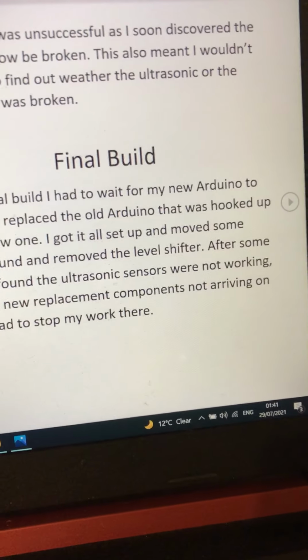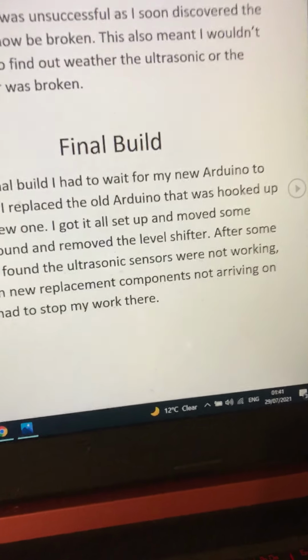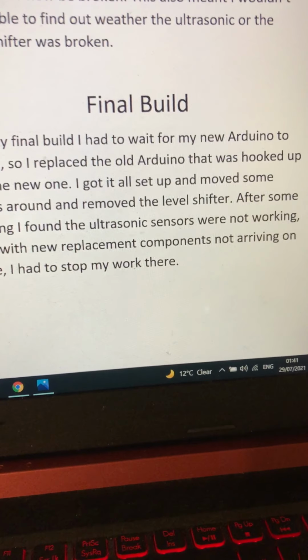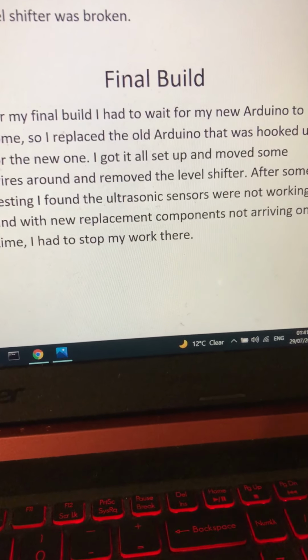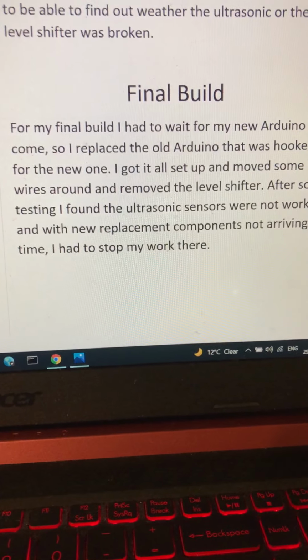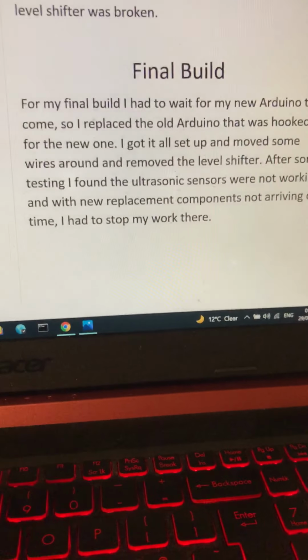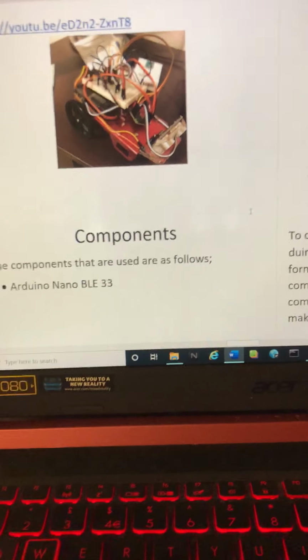So for my final build, I had to wait for my Arduino to come so I could test to see what exactly was broken on my robot. Turned out it was the ultrasonics. However, now that I found out that they were broken, I couldn't actually get a replacement for it in time, or have the funds to do so.